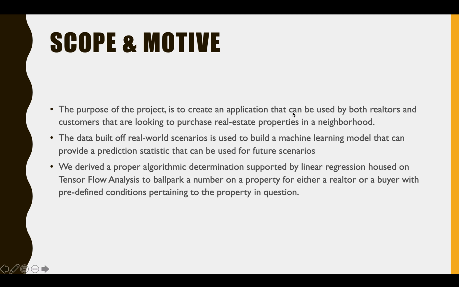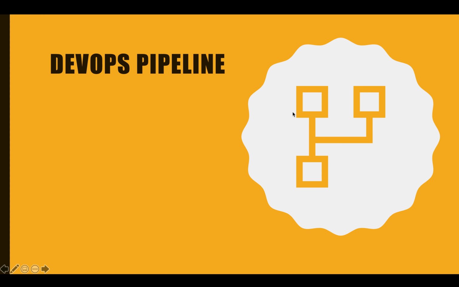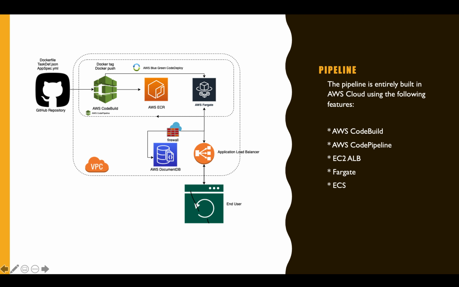All right, so the next section is the DevOps pipeline. The first, I think, 3-4 weeks of this semester, I spent working on the DevOps pipeline. So I'm going to give an overview. The pipeline is entirely built on AWS Cloud. So these are the features that were used in part of it. The first thing is AWS Code Build, and the other one is AWS Code Pipeline. And then we have EC2 Application Load Balancer, Fargate, and then Elastic Container Services.